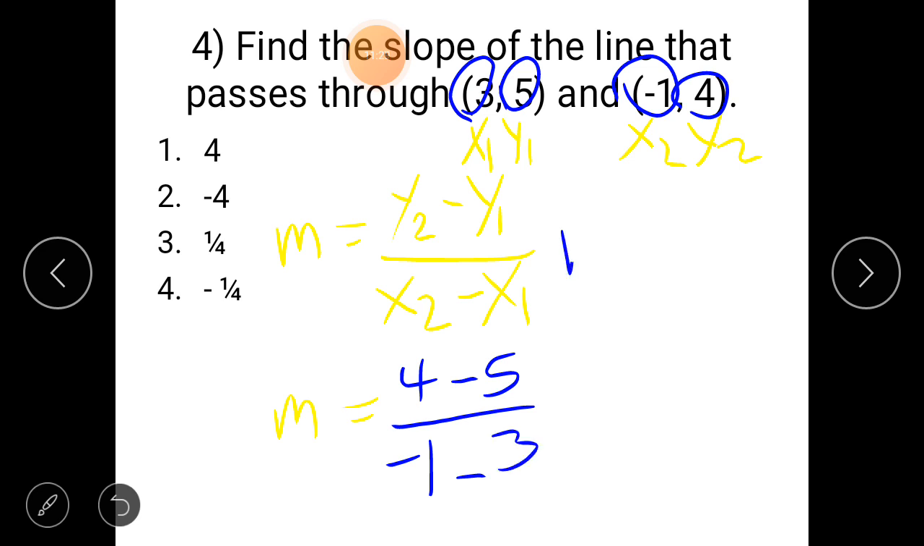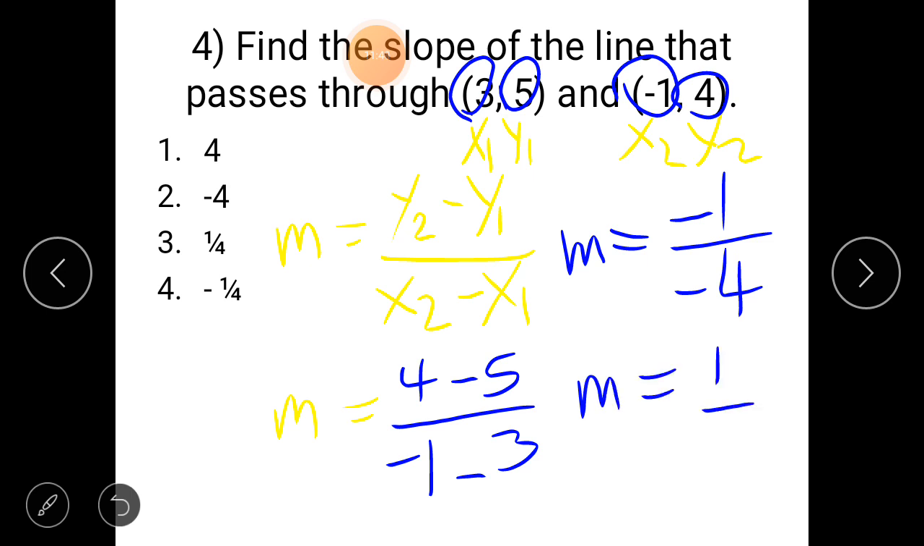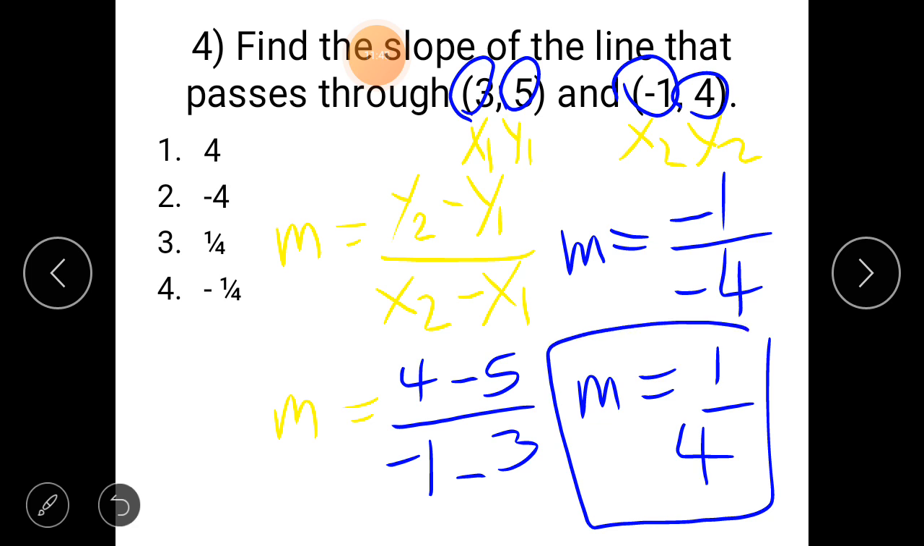Okay? Then it will become 4 minus 5, negative 1, over negative 1 plus negative 3. This will become negative 4. Since both of them are negative, it will become positive 1/4. So your final answer here is positive 1/4.